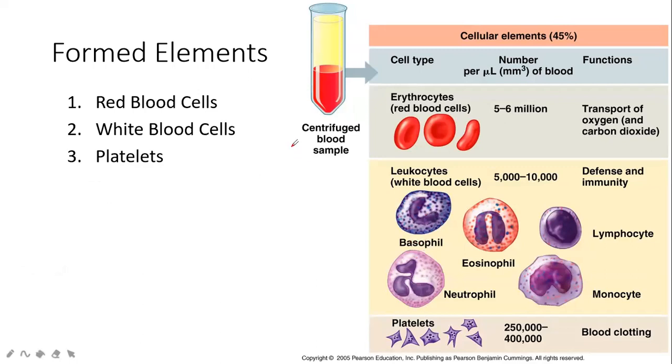Your formed elements are divided into three: your red blood cells, your white blood cells, as well as your platelets. Among the three, red blood cells are the most numerous. You have around 5 to 6 million red blood cells, and their most important function is that they transport oxygen as well as carbon dioxide. Your white blood cells have the function of defense and immunity in your body, and your platelets function in clot formation.